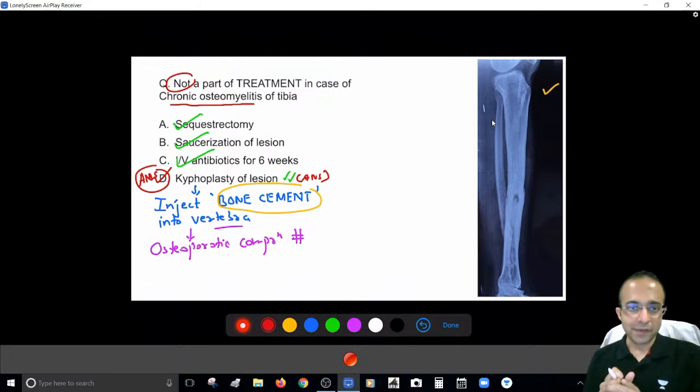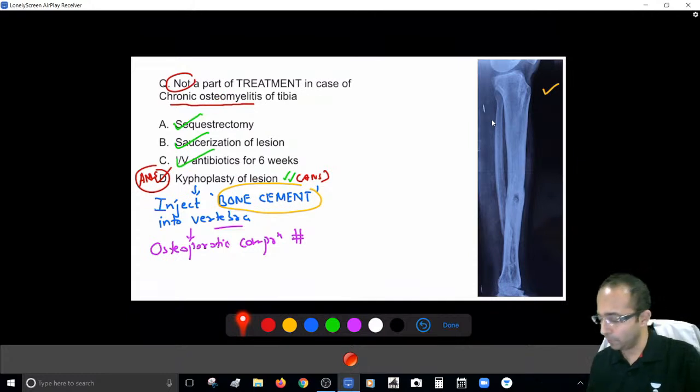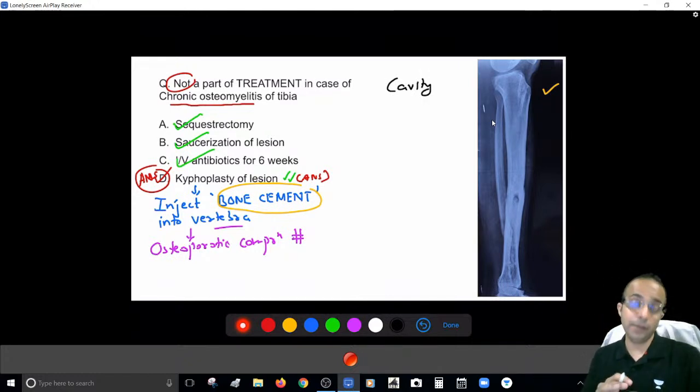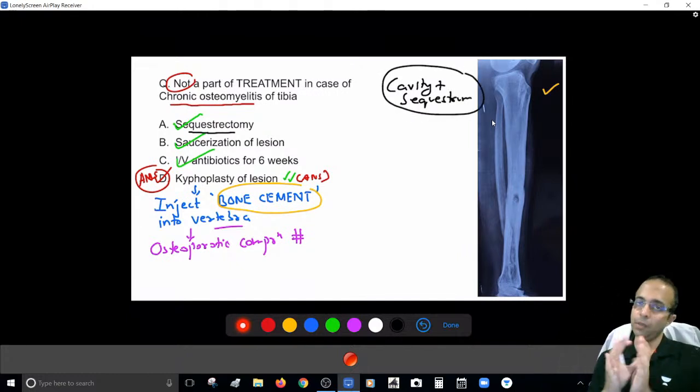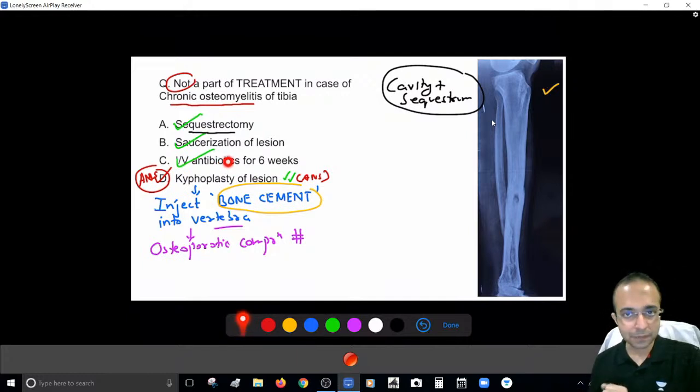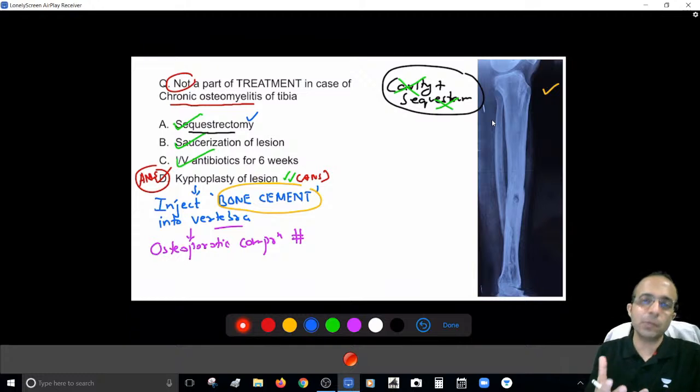Now in chronic osteomyelitis, the infection has got a home in the bone, and that home is a cavity. And in the cavity, the infection has collected enough food to feed itself, and that food can simply be this dead piece of bone, sequestrum. So if you want to treat chronic osteomyelitis, undoubtedly you have to take help of antibiotics, but you have to make the antibiotics effective by taking out the cavity, by taking out the sequestrum. So removal of the sequestrum can simply be taken as sequestrectomy.